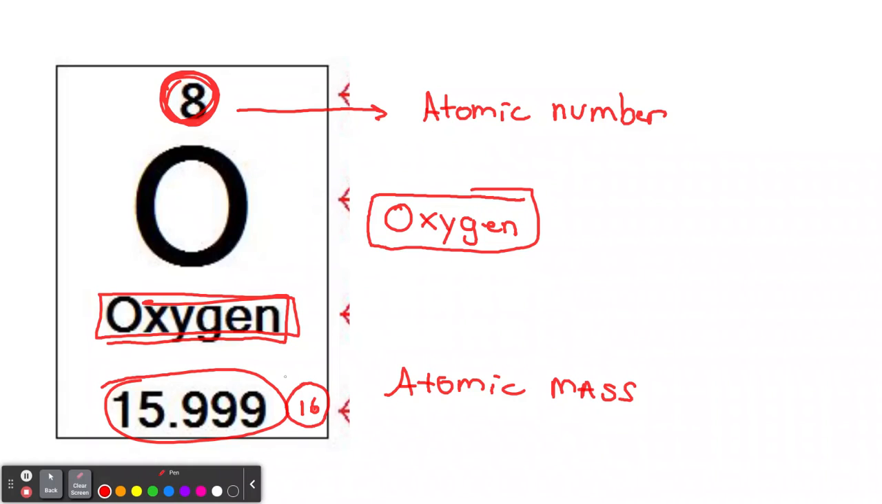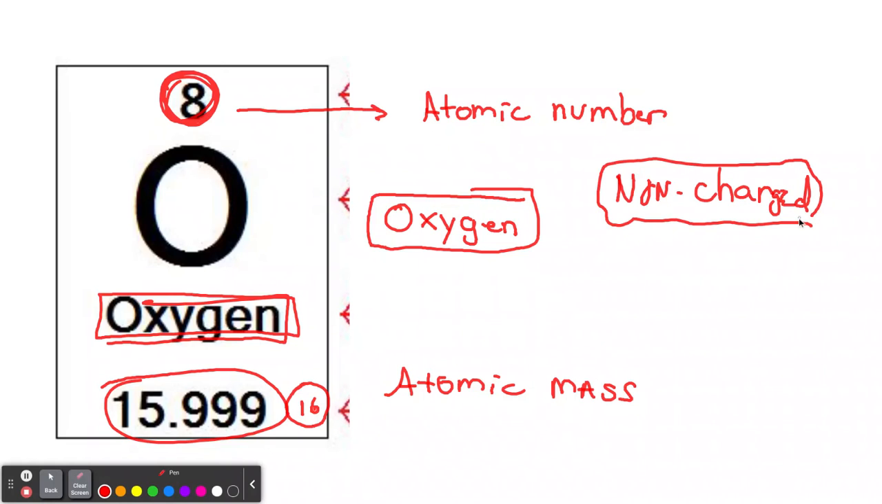Now, for the most part, we're talking about non-charged atoms in the periodic table. Non-charged. They don't have a charge to them. And so when we're talking about non-charged atoms, what you can usually do is if they have 8 protons, they're going to have the same number of electrons. So how many electrons do you think oxygen should have? Should have 8.